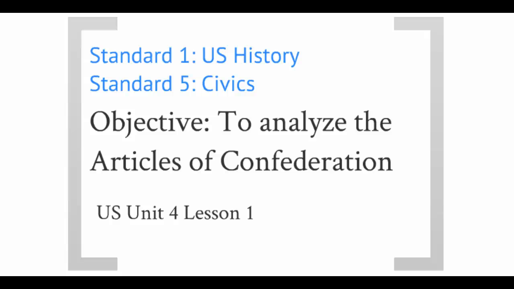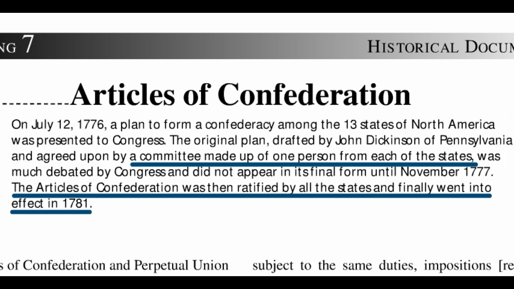This is the first of two units where we're going to begin to take a look at our national government in some detail. In this particular lesson, we're going to take a look at our very first national government, the Articles of Confederation. The Articles of Confederation went into effect the very same year the American Revolution ended, in 1781.